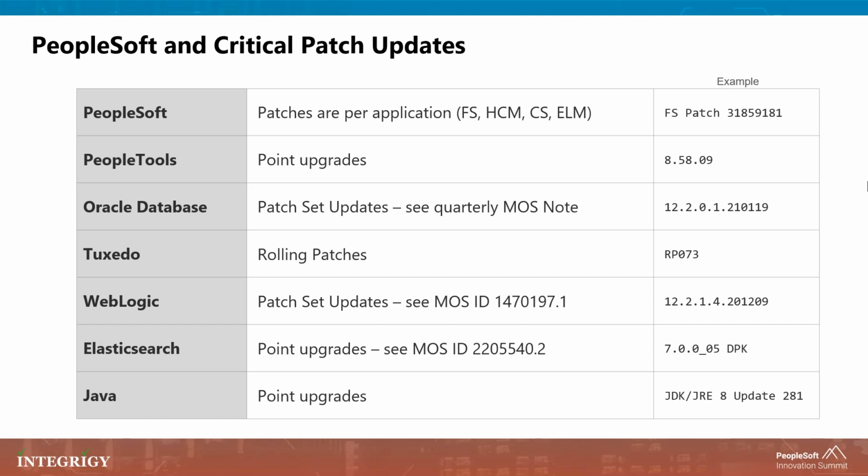So we see a lot of organizations applying Tuxedo and WebLogic, but they're not applying the PeopleTools. Again, there are vulnerabilities at every layer here that are important, and depending on the quarter and the security vulnerability, there may be an issue.